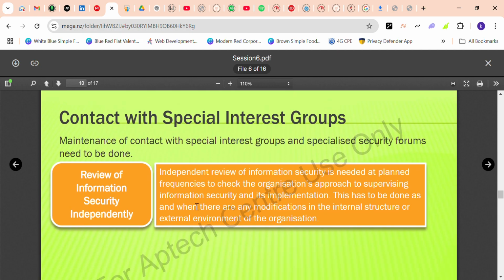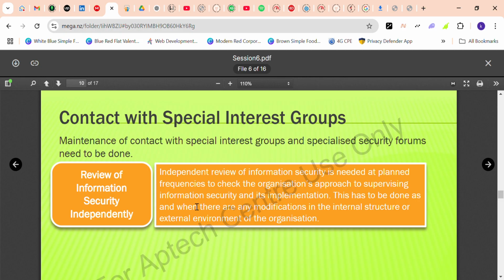And then contact with special interest groups. Maintenance of contact with special interest groups and specialized security forums needs to be done also, which is the independent review of information security. When we are talking about this part, we are talking about independent review of information security, which is needed as planned, at a set frequency, to check the organization's approach to supervising information security and its implementation.